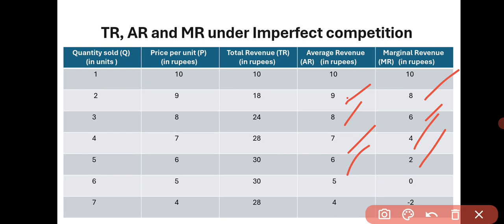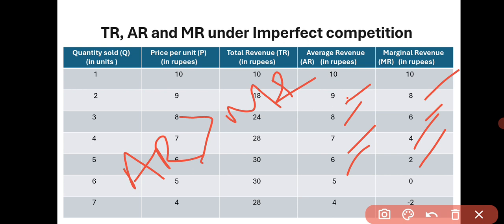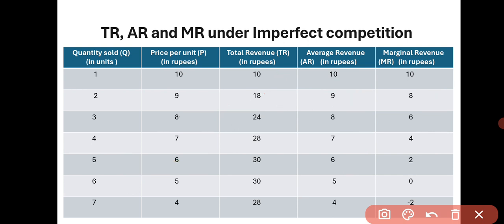So, that's why the marginal revenue curve is always below the average revenue curve in an imperfect competition market. But in a perfect competition market, they both coincide with each other. AR is equal to marginal revenue. But here, MR is less than AR, or AR is greater than MR, right. So, the MR curve always lies below the average revenue curve in an imperfect competition market situation, right.